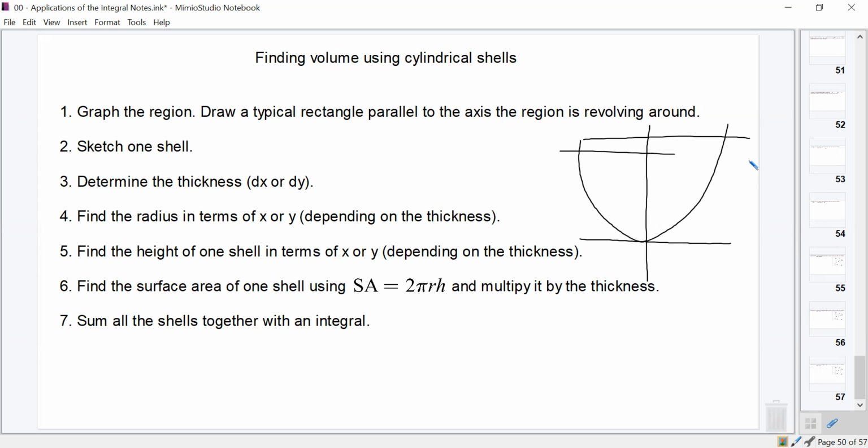Because we could slice this thing into an infinite number of infinitely thin horizontal slices and do this in terms of y. But we're going to see if we can think about the solid in a different way that's going to allow us to do this in terms of x. And so what I've done here, step one, is I've graphed the region.